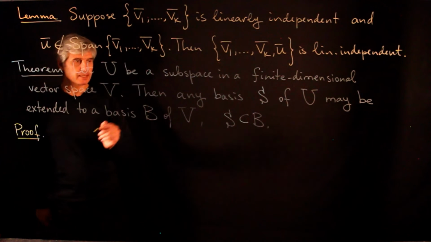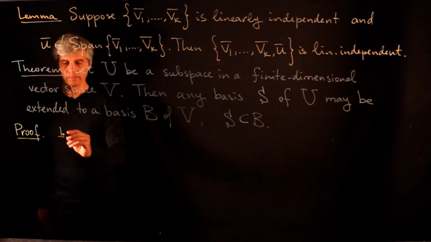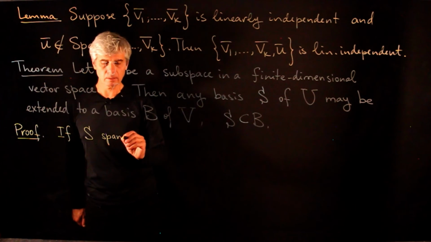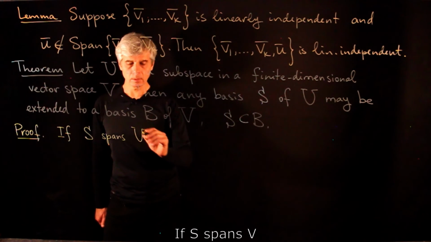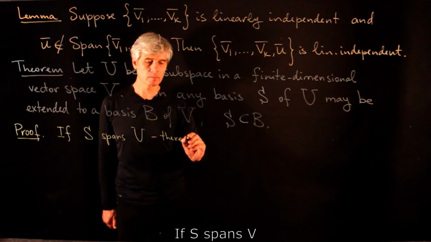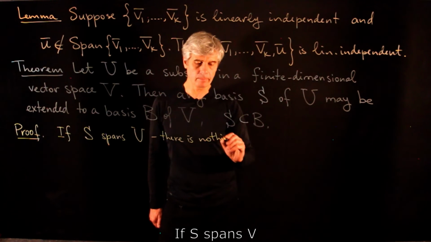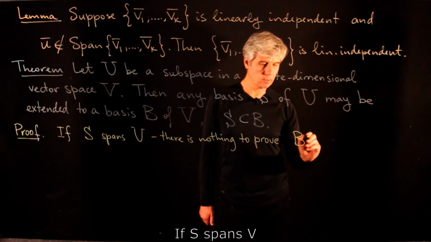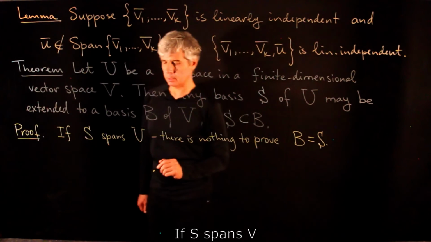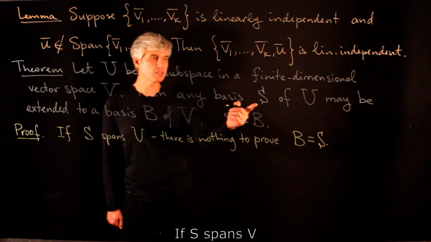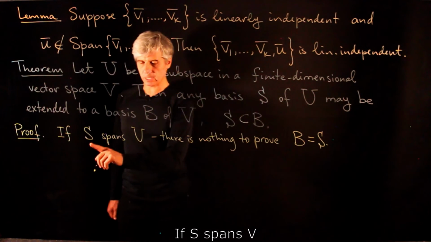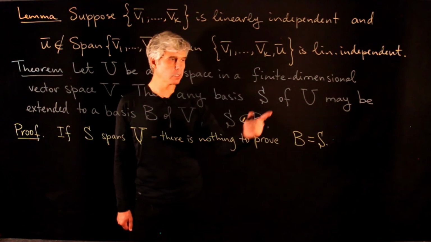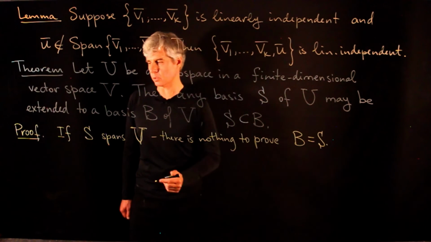So consider the set S. If S spans V, then there is nothing to prove. So we take B equals S. All right. So we know that S is linearly independent because it's a basis of U. If it spans the whole space V, then it will span V and be linearly independent, so it's a basis of V.